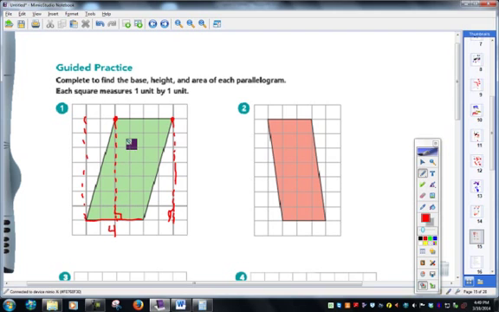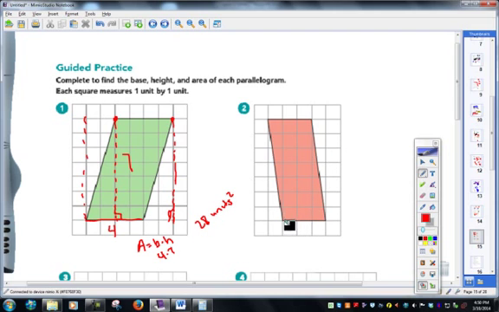So we count our boxes here. We've got 1, 2, 3, 4, 5, 6, 7. So I know it's 7 units. I know that my area formula is base times height. So I know that it's 4 times 7, which is 28. Don't forget your units on there. Units squared.